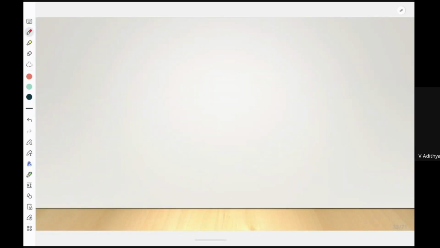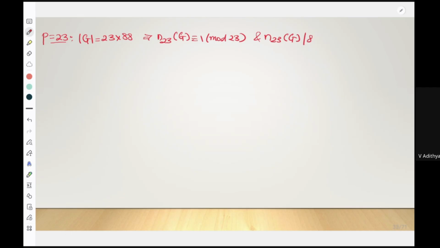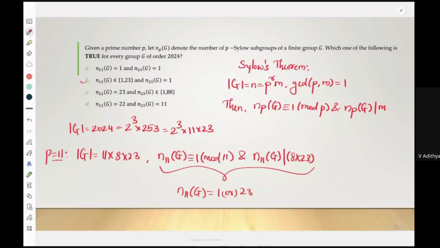Now we can also check for p equals 23. We have |G| is 23 times 8 times 11, which is 88 times 23. So n_23 of G is congruent to 1 mod 23, and n_23 of G divides 88. From these two, you can say n_23 of G has to be 1. So the correct option is B.